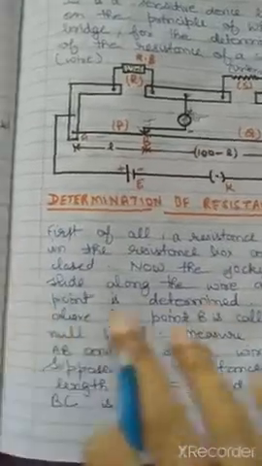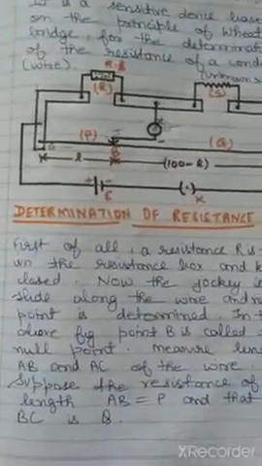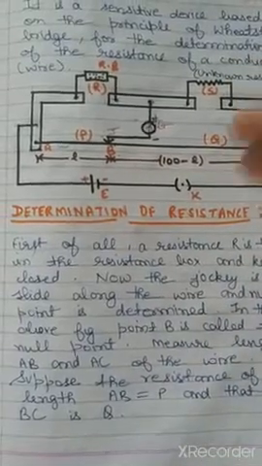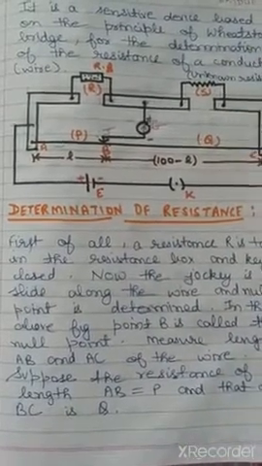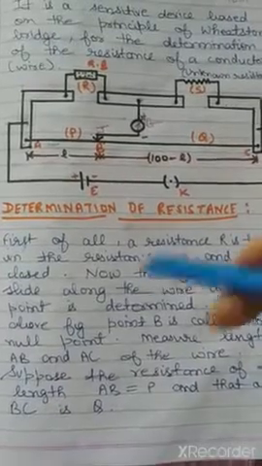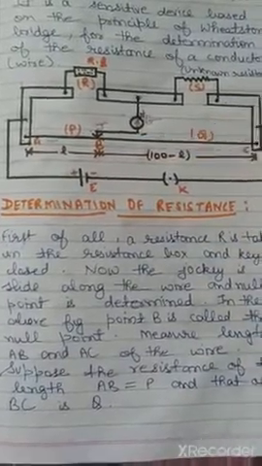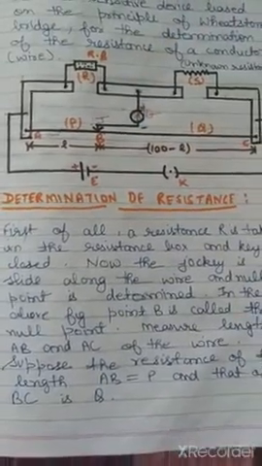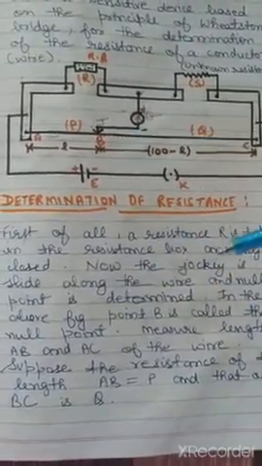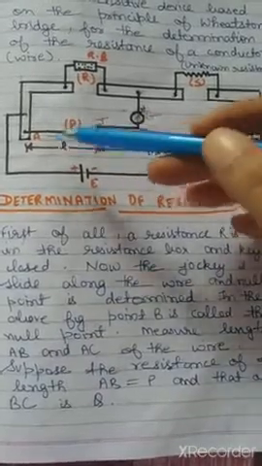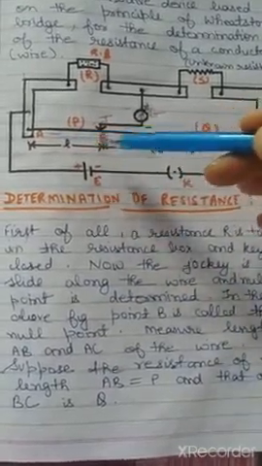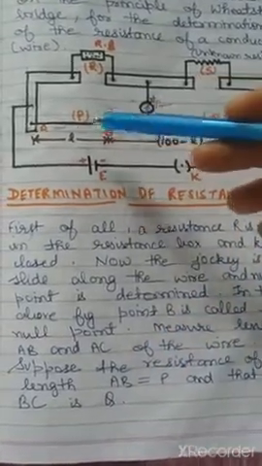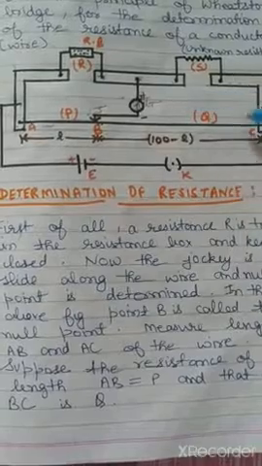Now how will we determine the resistance? As I told you, first of all we have to remove one resistance from the resistance box, and then the key is closed. Now the jockey is sliding along the wire and the null point is determined, which I have explained. In the figure, as you can see, B is the null point, and then we measure the lengths AB and BC. AB will become L and BC will become 100 minus L. So this will be your P and this will be your Q.